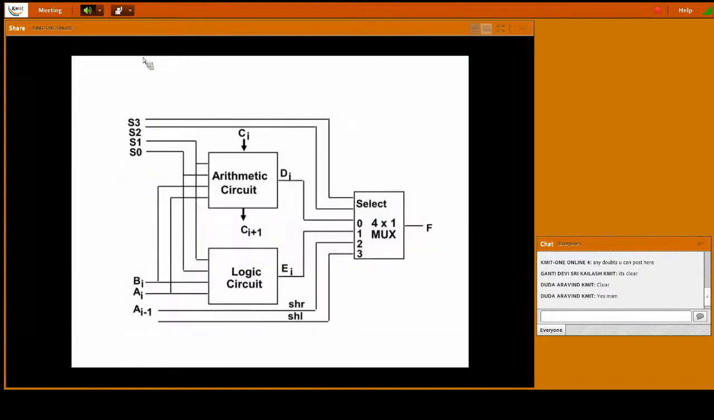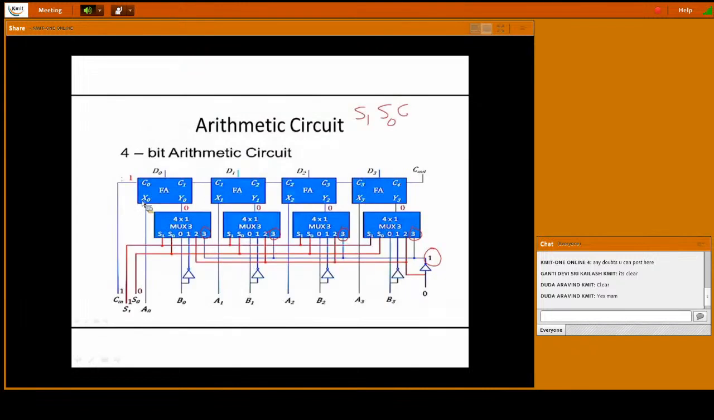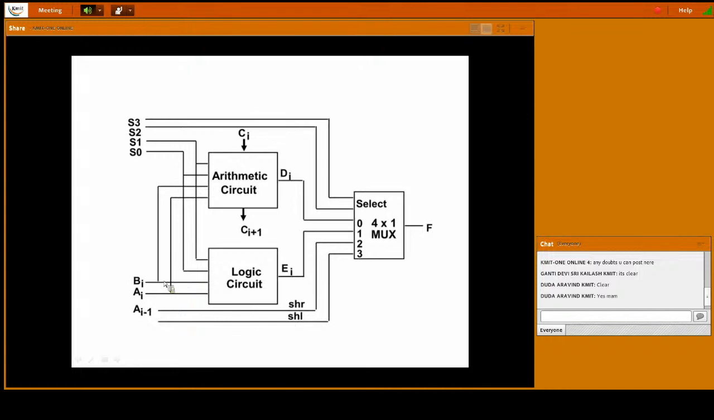In this implementation, the arithmetic circuit is given three inputs: Ci, which is your carry input, Ai, the bit of register A, and Bi, the bit of register B. These are the two bits of the registers. Similarly, the logic circuit should be given two inputs, Ai and Bi. That is, the register bits Ai and Bi should also be given as inputs to the logic circuit.